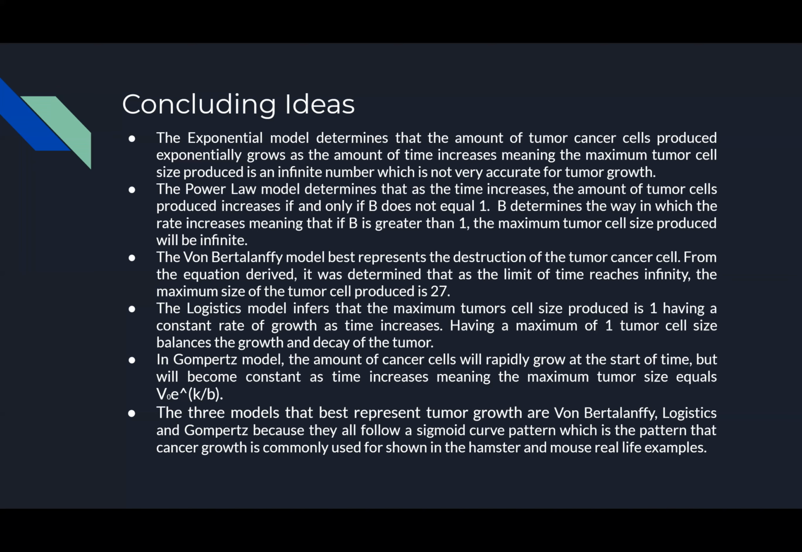Lastly, in the Gompertz model, the amount of cancer cells will rapidly grow at the start of time, but as the time increases, the volume becomes constant, and that will be shown by the equation V naught E raised to the K divided by B. And as a result, the 3 best models that represent tumor growth are von Bertalanffy, the logistics, and Gompertz, because they follow a sigmoid curve pattern, which is the pattern that cancer growth commonly follows and which is also shown in the hamster and mouse real-life examples.